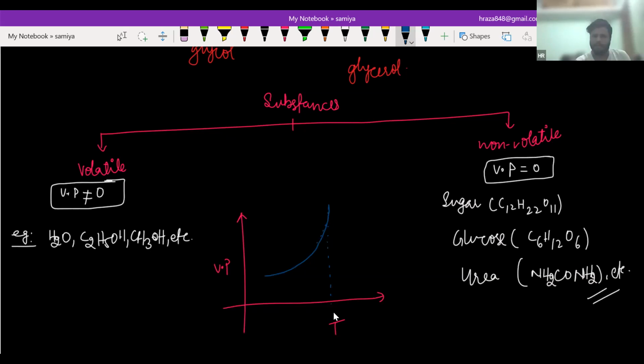What happens with vapor pressure? When you are going to heat or boil water, you just give some heat energy and it starts boiling after some time. And then with time, temperature increases, and a temperature will come when all the volatile substance will be converted into vapor. That temperature is called boiling point. Is that clear?